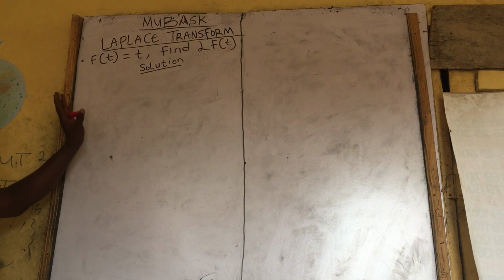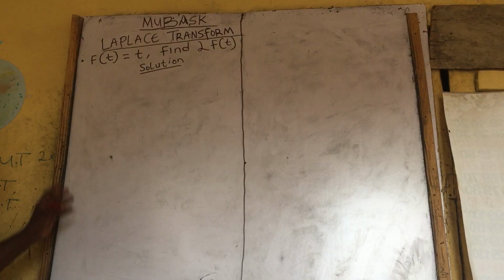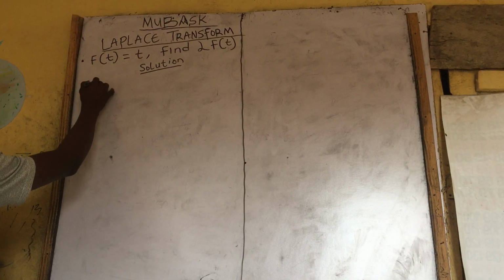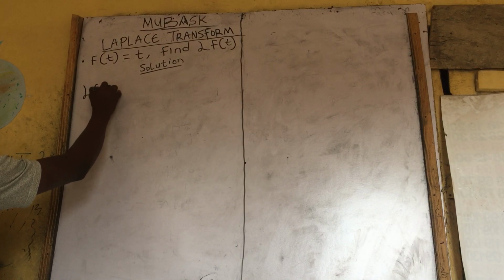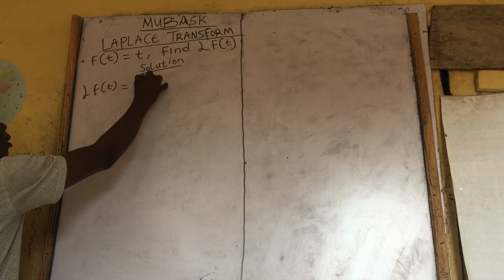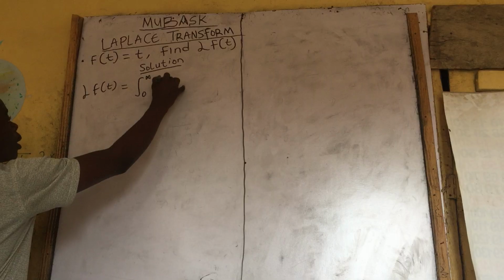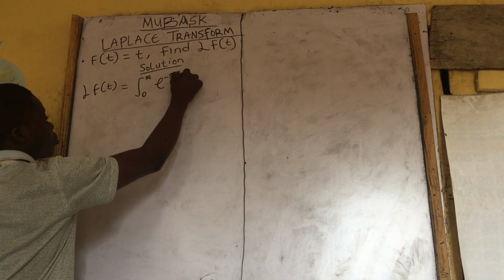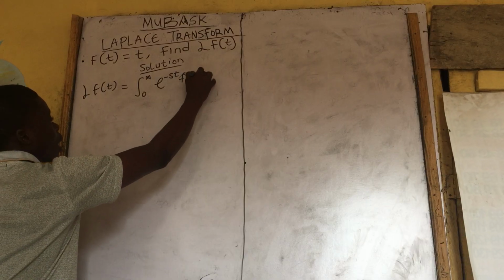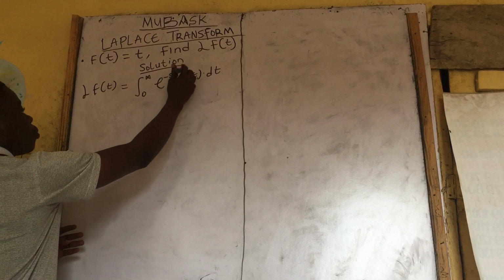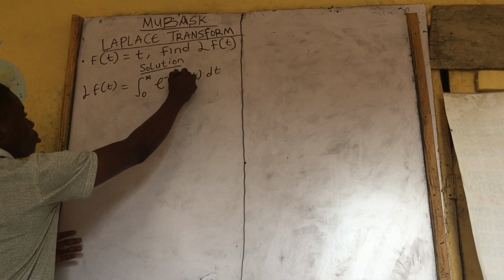So the first step to apply for this Laplace transform, there is a formula for Laplace transform, which is Laplace f of t equal to integral from 0 to infinity of exponential minus st times f of t dt. This is the formula for Laplace transform.